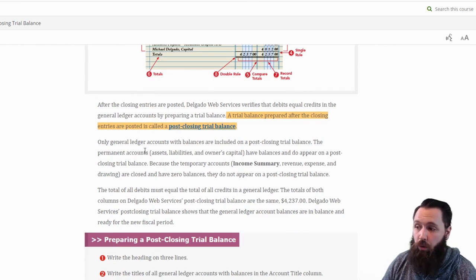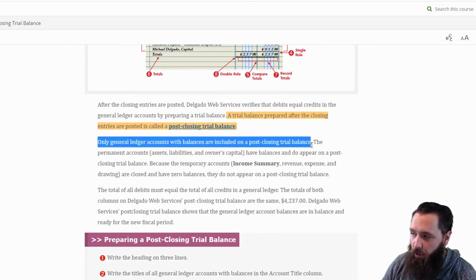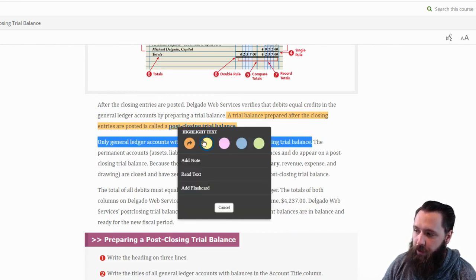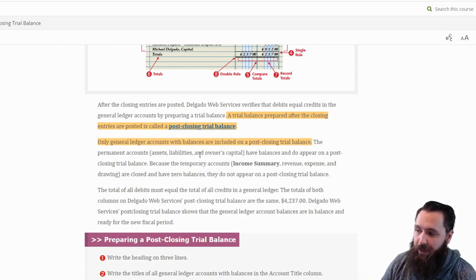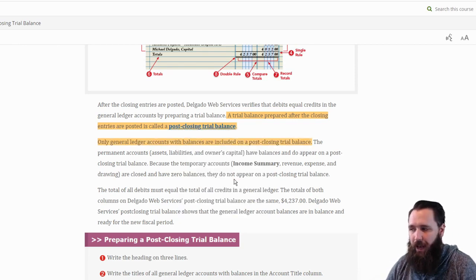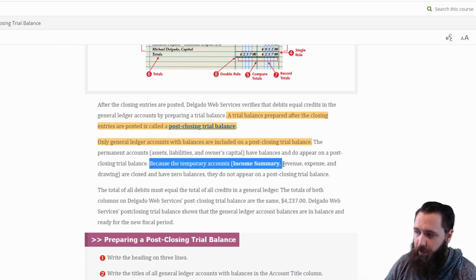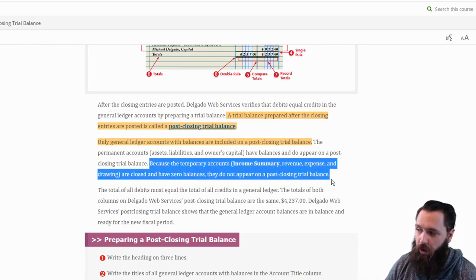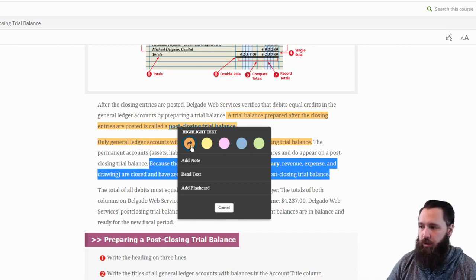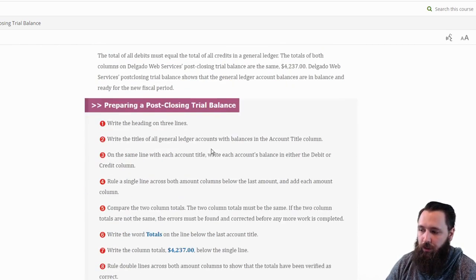If you look here, it says only general ledger accounts with balances are included on a post-closing trial balance, which means that these are going to be all the balances that are permanent balances. So the permanent accounts, assets, liabilities, and owner's capital have balances, so they are all going to appear on that post-closing trial balance. Different accounts that were temporary, like income summary, revenues, and expenses, and drawing, those aren't going to be on our post-closing trial balance because we brought them all to 0.